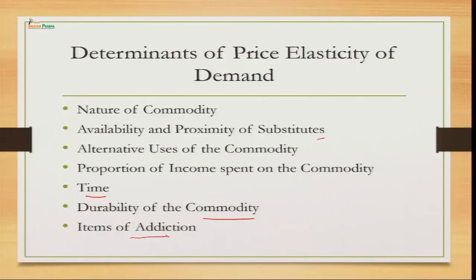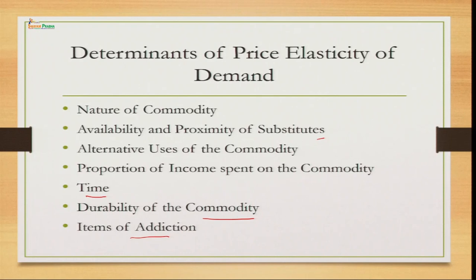And lastly, we have items of addiction. Items which are of addictive nature, their demand is definitely inelastic. People who have a habit of drinking tea, those who are addicted to tea, if the price of tea increases, their demand is still not affected much. So in this case, the demand will be inelastic. So these are some determinants of price elasticity of demand. I hope it is clear to every one of you.